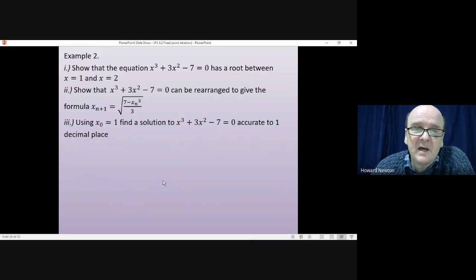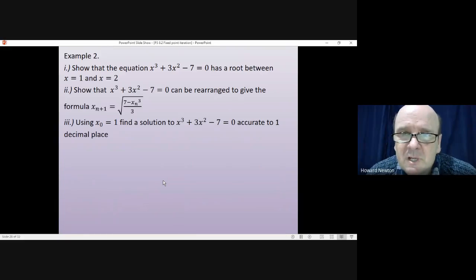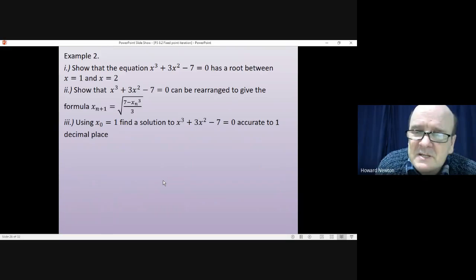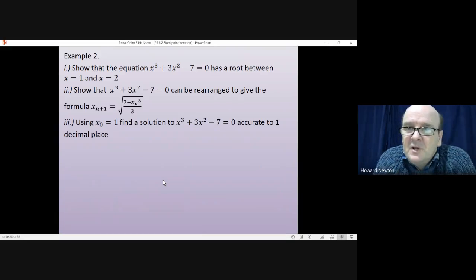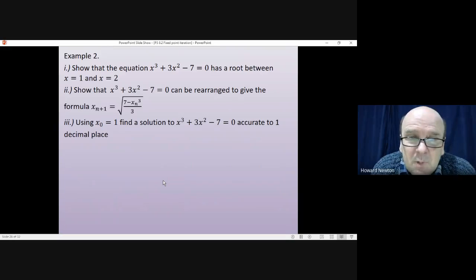Okay, let's have another look at how these things work out in practice. So example 2. Show that the equation, and it's a cubic equation, x cubed plus 3x squared minus 7 equals 0, has a root somewhere between x equals 1 and x equals 2. Now to do that, you'll need to use the technique that we learnt in the last lesson, where you look at change of signs.